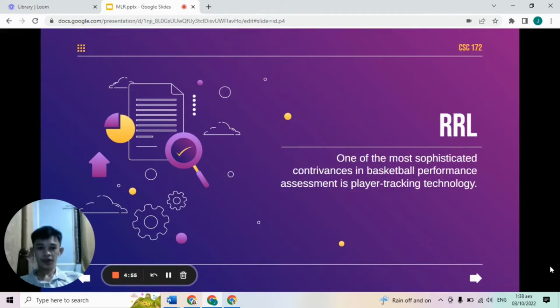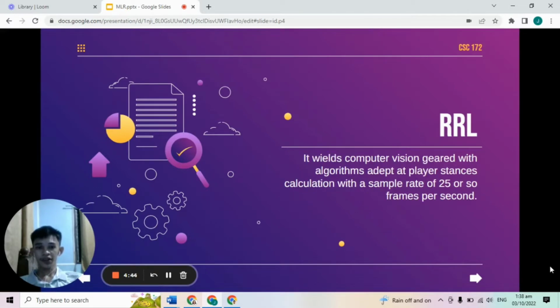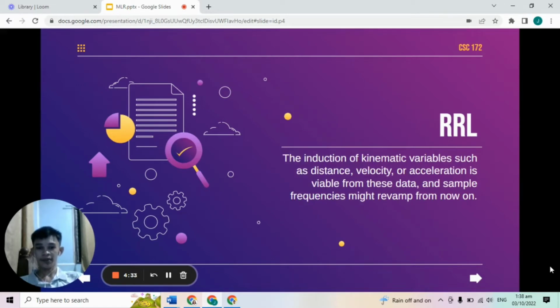One of the most sophisticated contrivances in basketball performance assessment is player tracking technology. It wields computer vision geared with algorithms adept at player stances calculation with a sample rate of 25 or so frames per second. The induction of kinematic variables such as distance, velocity, or acceleration is viable from this data, and sample frequencies might revamp from now on.